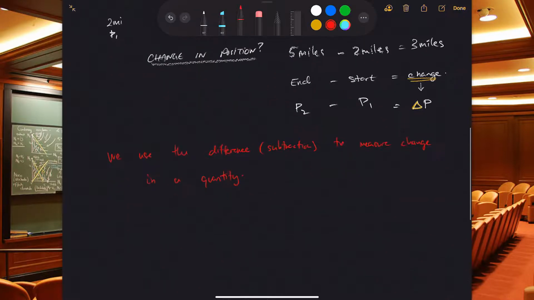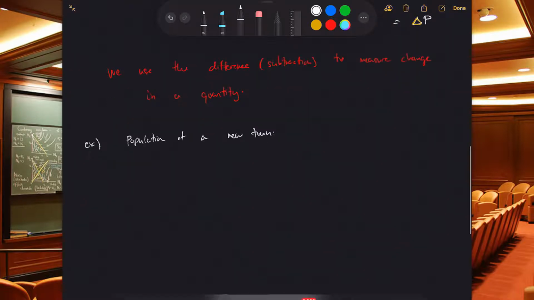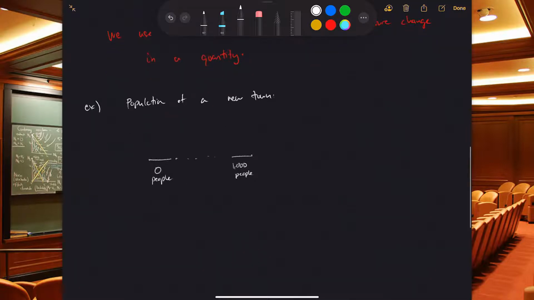Right? And this can be done even if it's starting from 0. So, like if we talk about maybe a population of a new town, at time 1, let's say there was nobody here. As time went on, we see that now there's 1,000 people here. What's the change in the population?